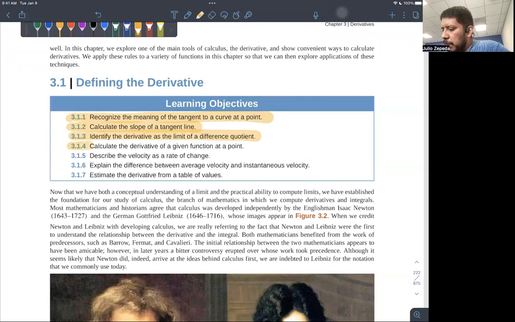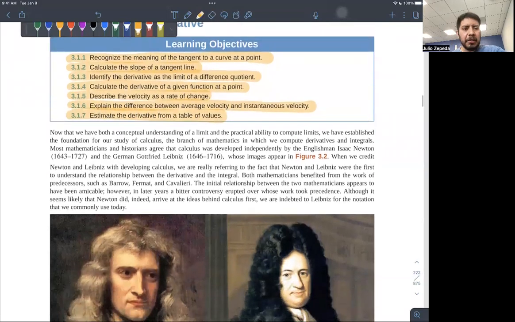Calculate the derivative of a given function at a point. Okay, that's related to number 3. Describe the velocity as a rate of change and explain the difference between the average velocity and instantaneous velocity. And then finally, estimate the derivative from a table of values. Okay, nice. So let's go ahead and just read a little bit here.